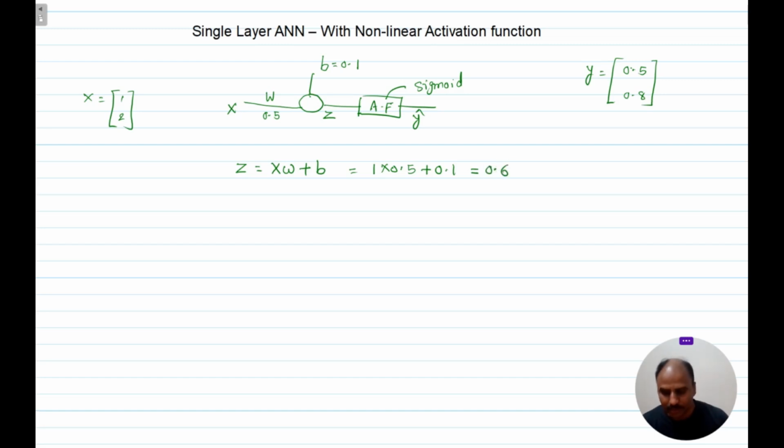Next, I am substituting that z in the sigmoid activation function. So y cap is equal to f of z, that is equal to 1 by 1 plus e to the power of minus z, right? That is 1 by 1 plus e to the power of minus 0.6. It will give the value, which I have already calculated, 0.645, right? So this is the predicted output.